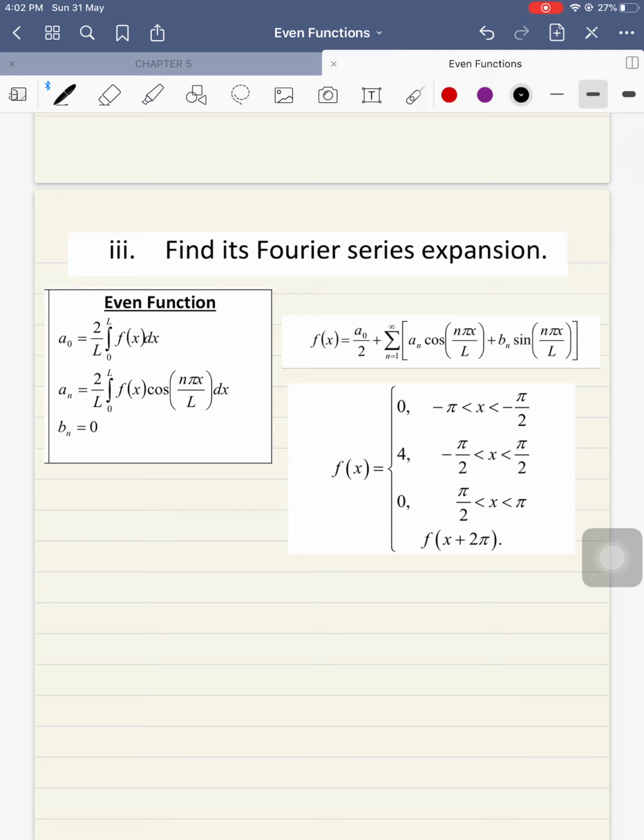When you want to calculate the Fourier coefficient here, what you need first is your L. You need to define your L, and I already told you, you can just take the higher limit here as your L. So therefore you know that your L is equal to pi. Okay, so what is your A naught? Your A naught is equal to 2 over pi, integrate from 0 until pi f(x) dx.